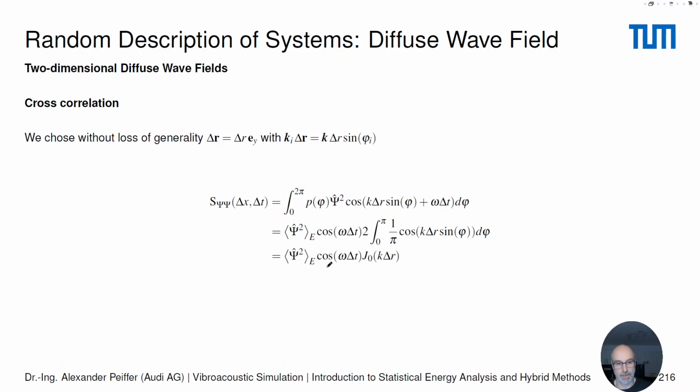Just remember, the cosine function in the time domain is the same, but here it's a Bessel function, because this integral is a formulation of the Bessel function. In the 1D case it was a cosine, but here it's a Bessel function. So again, similar to the intensity, we have a different cross correlation for a different dimension.